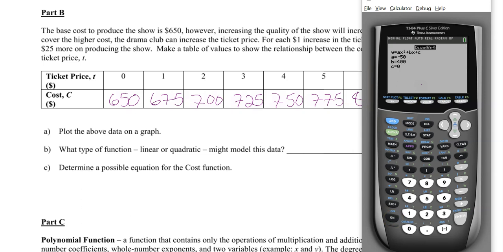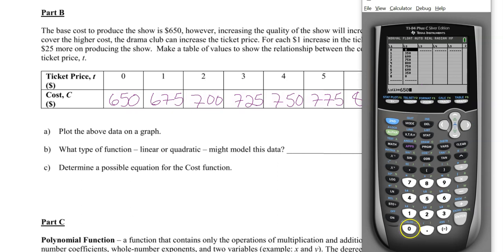I don't need to. So I'm going to go to Stat, Edit. Now, the ticket price is the same. So L1 is still going to be 0, 1, 2, 3, 4, 5, 6, 7, 8. But L2 is going to have different numbers. So I'm just going to go up to the top of L2. And if it's not there, just arrow over. It'll take you there. And start putting in the numbers.